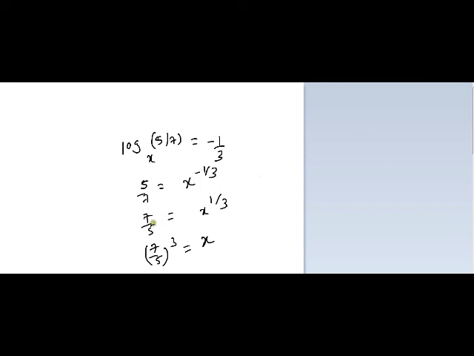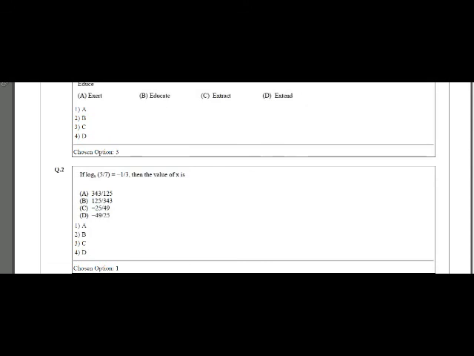Okay, so if we need to find x, multiply both sides by 3, I mean raise to the power 3. So (7/5) whole cube will be equal to x. So 5 cube is how much? 125. 7 cube is 343. So the option is A.